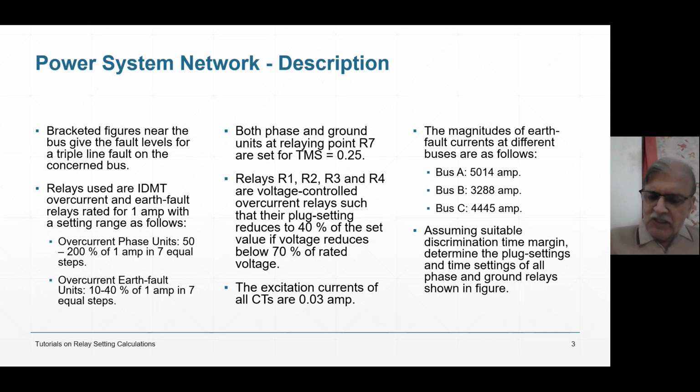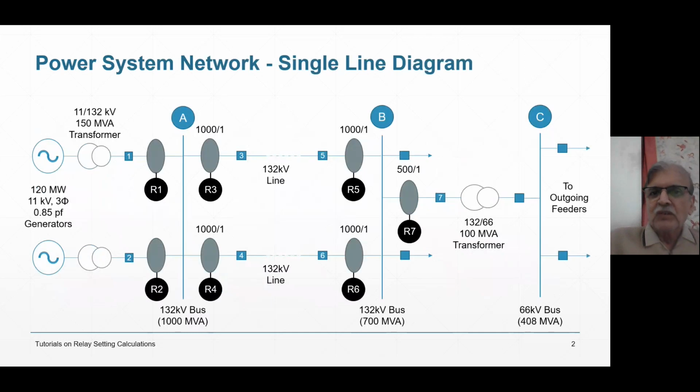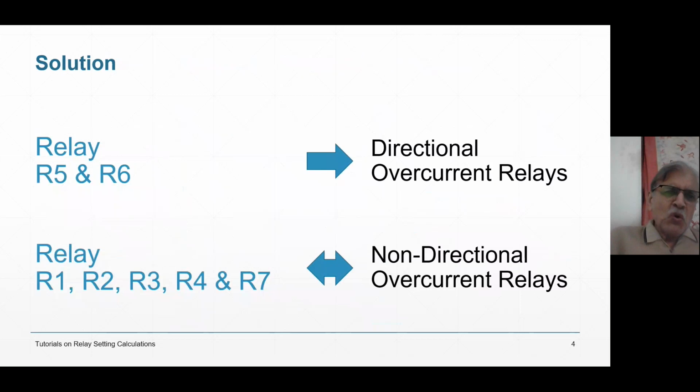So this is the example. These are the details. Going further, what is the solution? Relays R5 and R6 are directional overcurrent relays, with direction away from the bus, as I was telling you. The single-headed arrowhead is just for showing that it is a directional relay, but the operative direction is away from bus B, as we have seen for R5 and R6. So R5 and R6 are directional, while R1, R2, R3, R4, R7 are non-directional, usually shown by double-headed arrows. So this is how our solution starts.